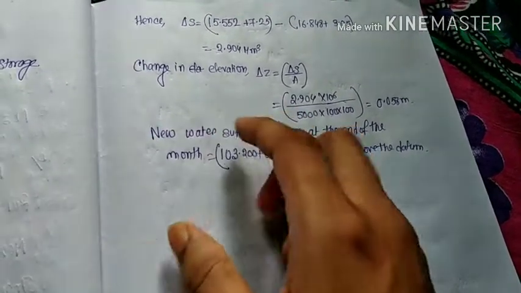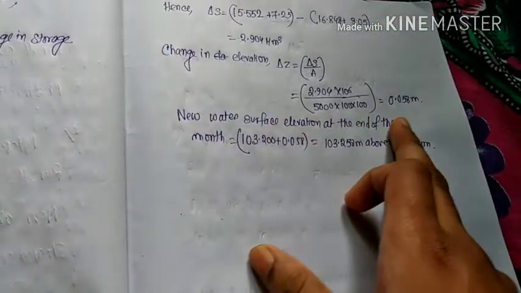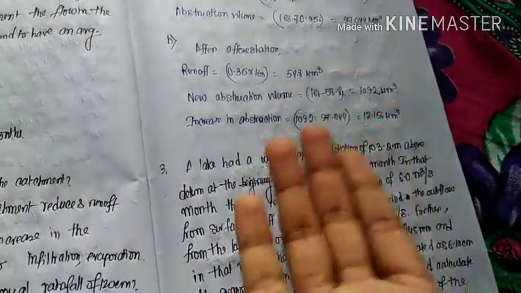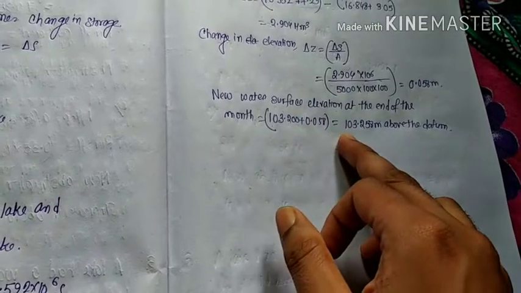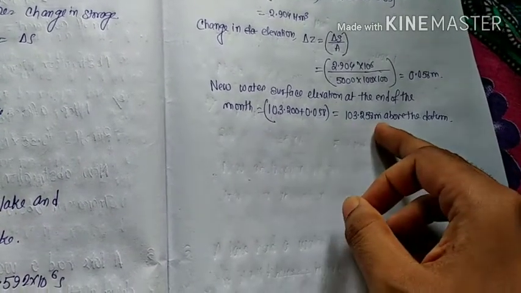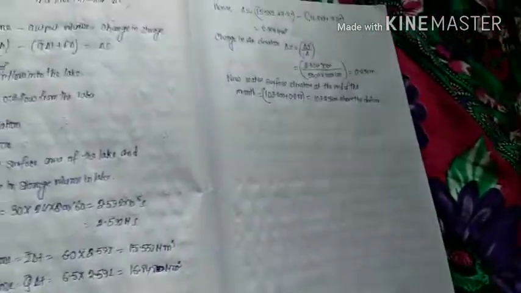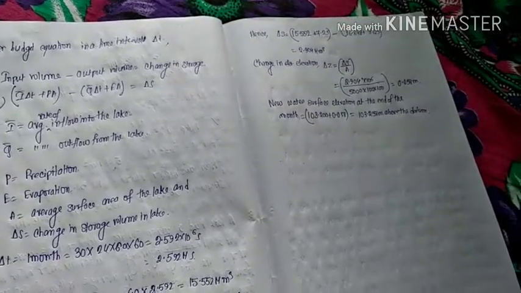Change in elevation. Elevation change, how can I get it? By dividing by area. This you can get this new water surface elevation. Previously your water surface elevation is this. Due to all of these things, water surface elevation may increase or may decrease. That depends on the calculation, right? And by adding this up, you can get this. So these 3 types of questions give you some basic things about the water budget equation and its application. Right, now you can do the other problems also at home.